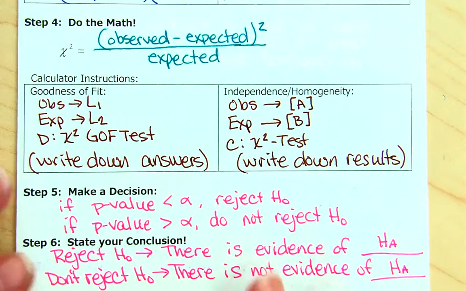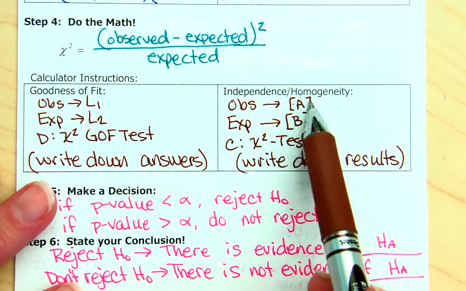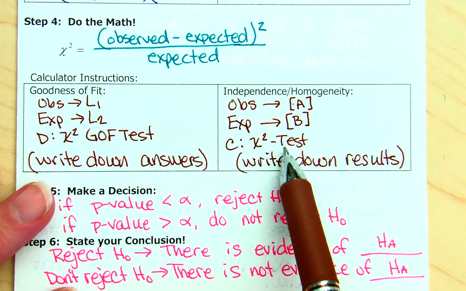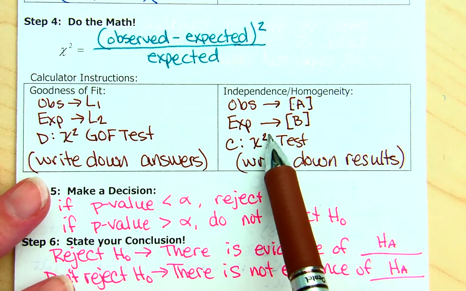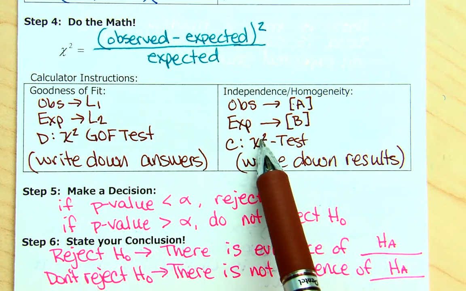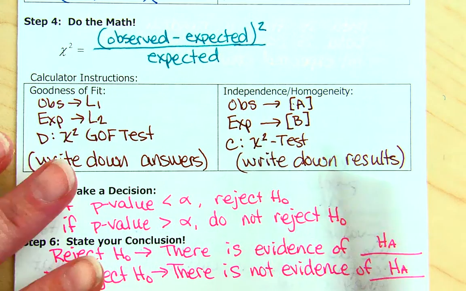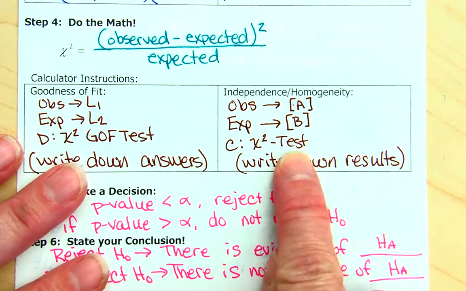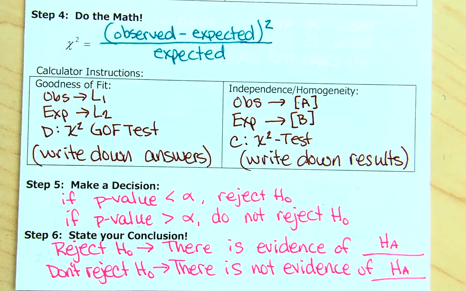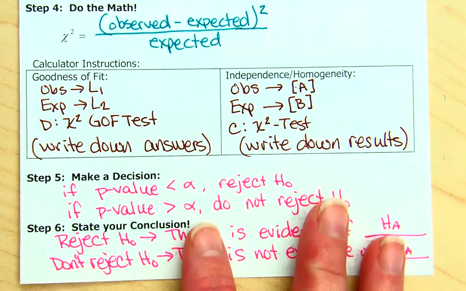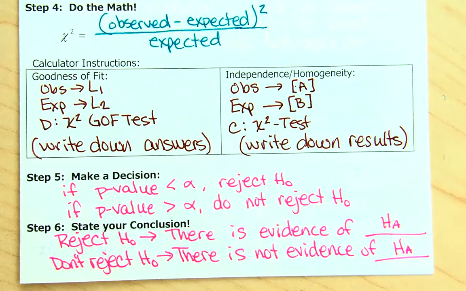Now, the nice thing is, if you put your observed in A, and then you do chi-square test, it will calculate the expected for you. You just have to make sure you write it on your paper. So once you put your observed in A, you do chi-square test, go back into your matrix. In matrix B, your expected counts will already be there. Just write them on your paper. And we'll look at that when we do an example. And then in step 5 and 6, exactly the same.